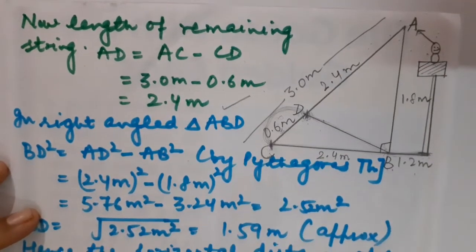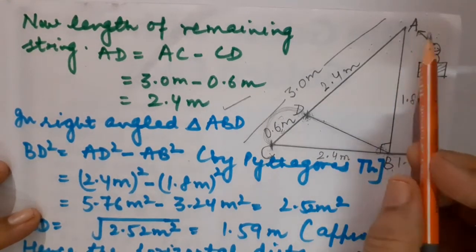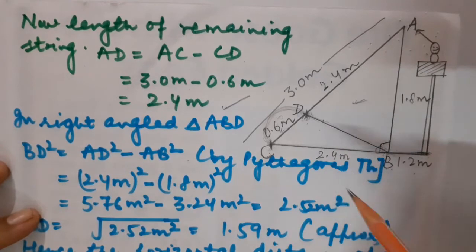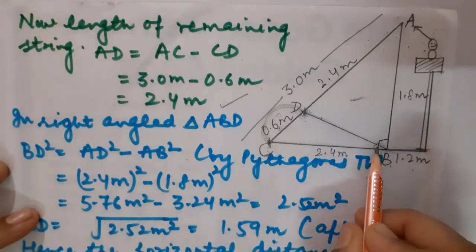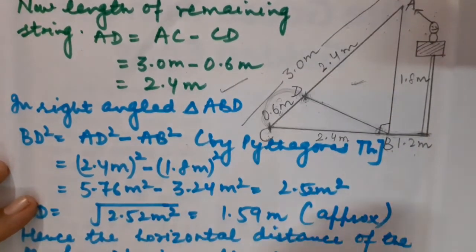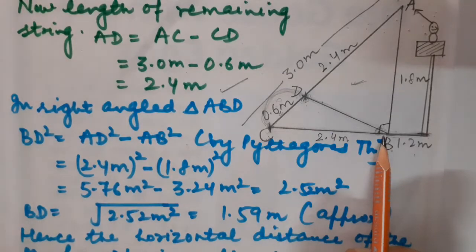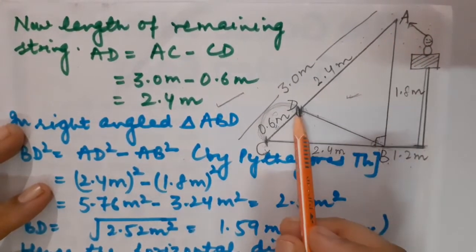Clear? So this part is negligible. Here you will have to ignore this. So now you have to consider that triangle ABD is a right angled triangle. This will be a very minute part, so you can ignore it. Okay. So let us apply, as we have to calculate the horizontal distance, means we will have to calculate base. So apply Pythagoras in triangle ABD.